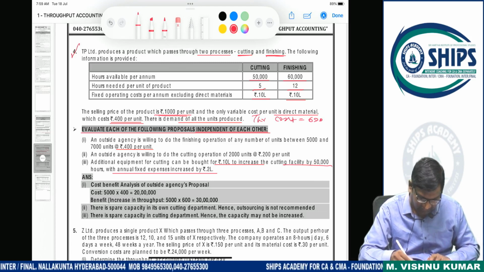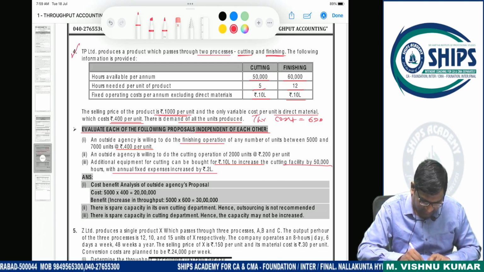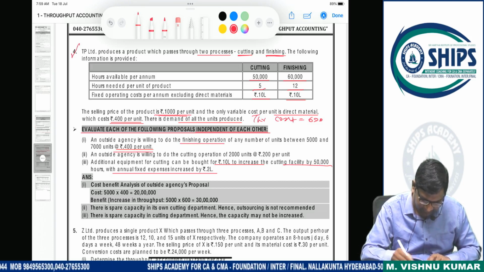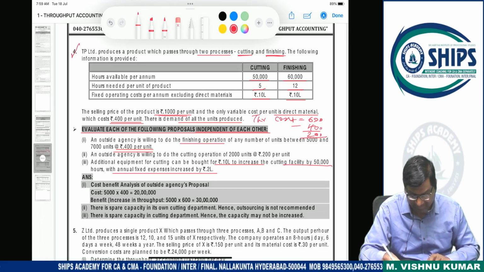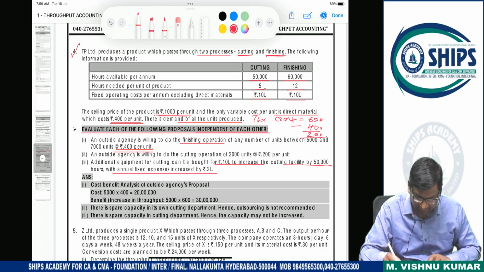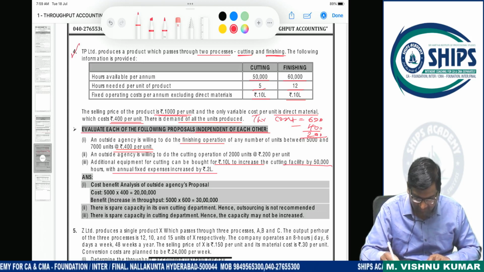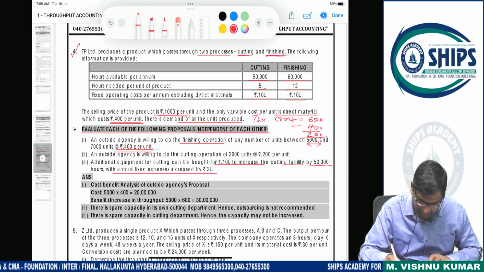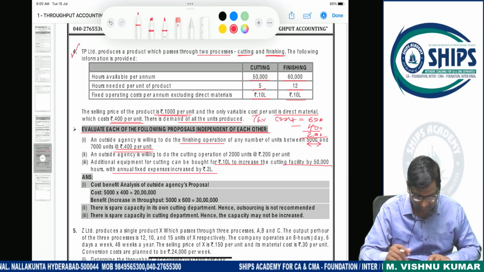If the finishing department operations are outsourced, then for each unit they are charging 400. So from this 600, 400 will be reduced. So your incremental contribution will be how much? 200. So outsourcing is profitable. They can give 5000 units also, they can give 7000 units also. But between 5000 and 7000, more profitable is 7000.